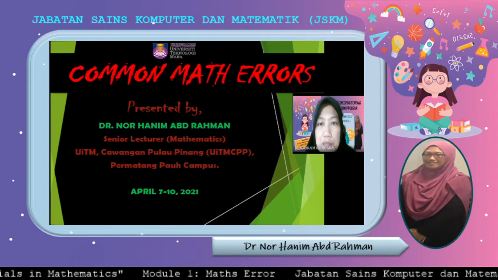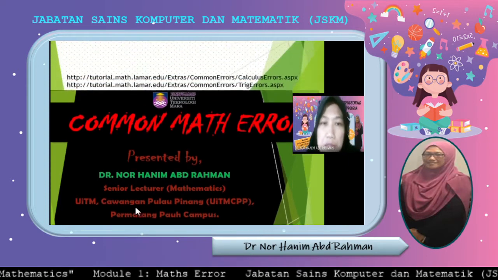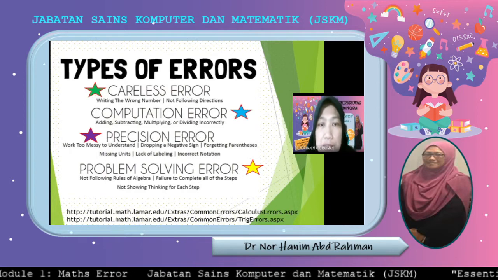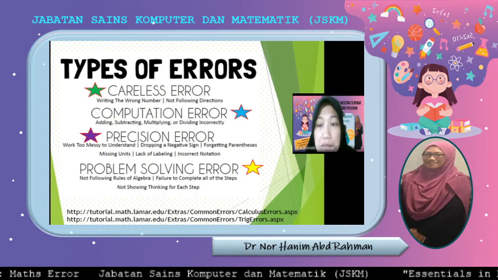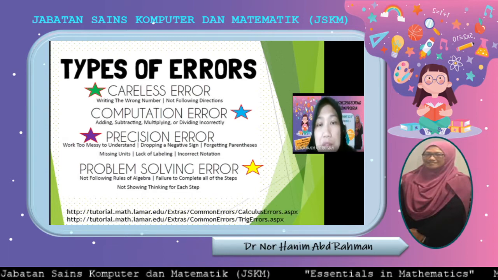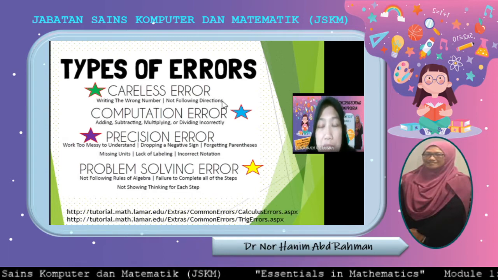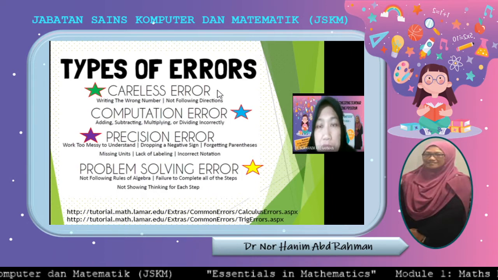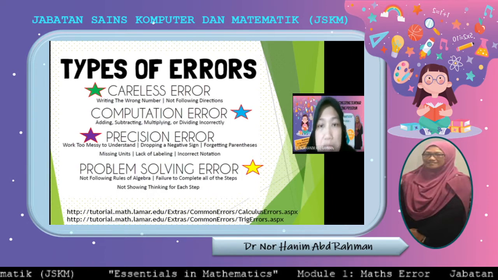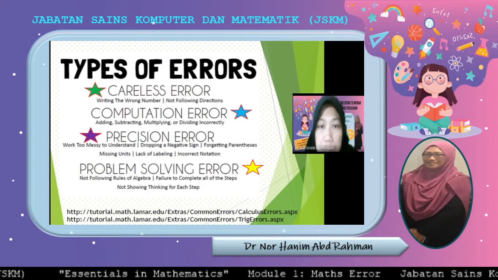Okay. So there are a few types of error, including careless error. Obviously, name pun careless error, error yang kita tak sengaja lah kan. Yeah, so careless error: your minus, plus minus tersilap, salin jawapan soalan salah, your factorization tersilap, all those things under careless error.